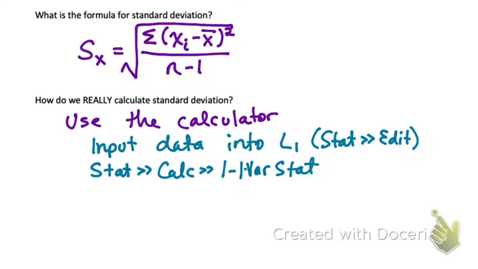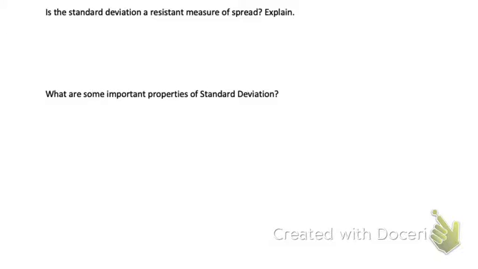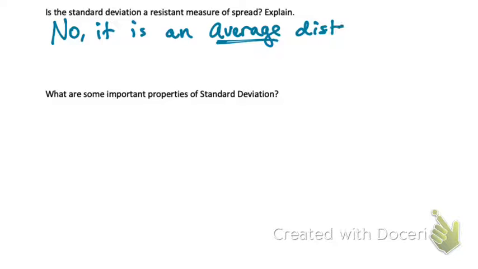All right. So let's think about this for a second. Do you think that standard deviation is resistant? First of all, remind me what resistant means. If something's resistant, it means it doesn't change when extreme values change. Do you think that standard deviation is resistant? No. Why not? It's a median. No, it's a mean. It's an average. Very good. Standard deviation is not resistant. It is an average distance, and means are not resistant.